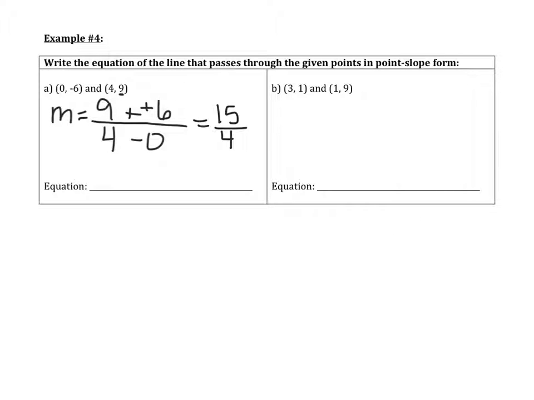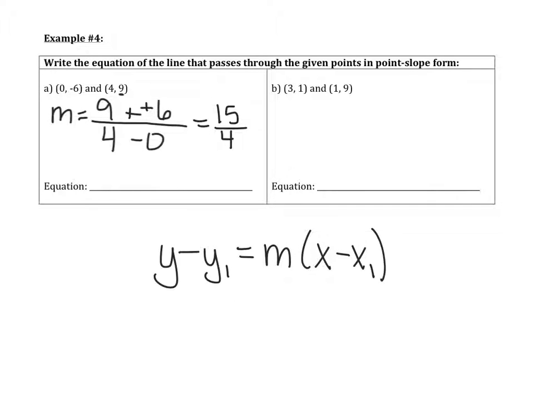Remember, point slope form is y minus the y coordinate equals m times x minus the x coordinate. Now notice I was given 2 ordered pairs, so I need just one of them to put in for the x1 and the y1, and it doesn't matter which one you use. I could use the 0, -6, or I could use the 4, 9. Both answers would be correct. So let's look at what both of them would look like.